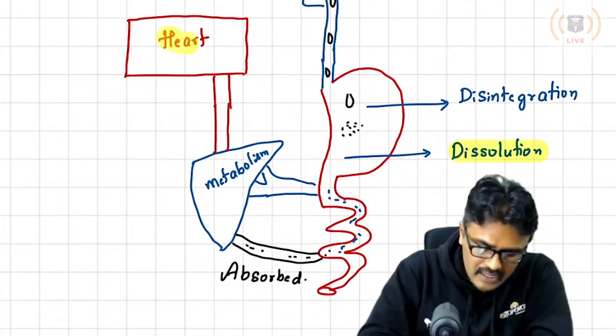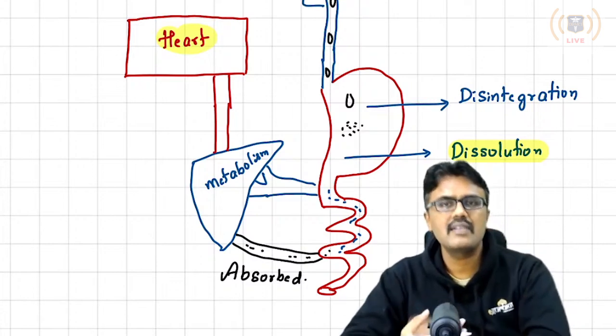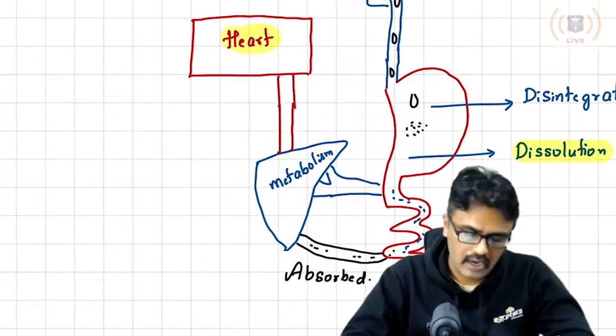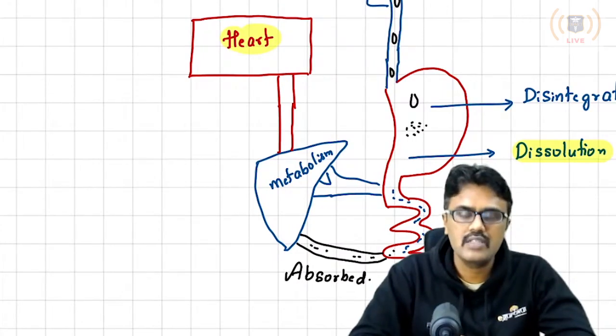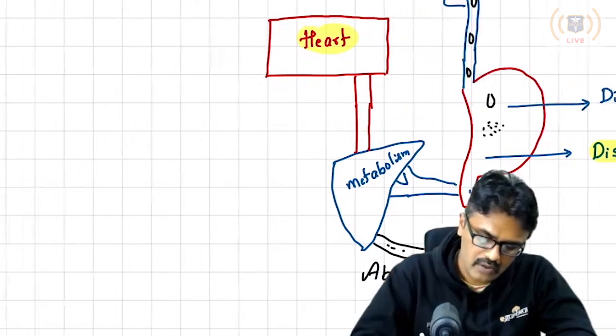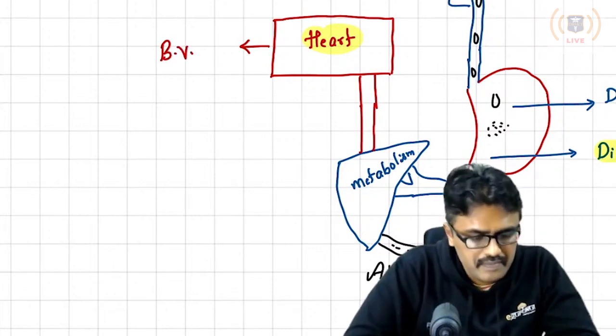So will that stay in the heart only? It has to be distributed. Where is the fever center located? In the brain. So now the heart has to push this drug, distribute this drug to various tissues, and through what will it distribute? It will distribute through blood vessels.